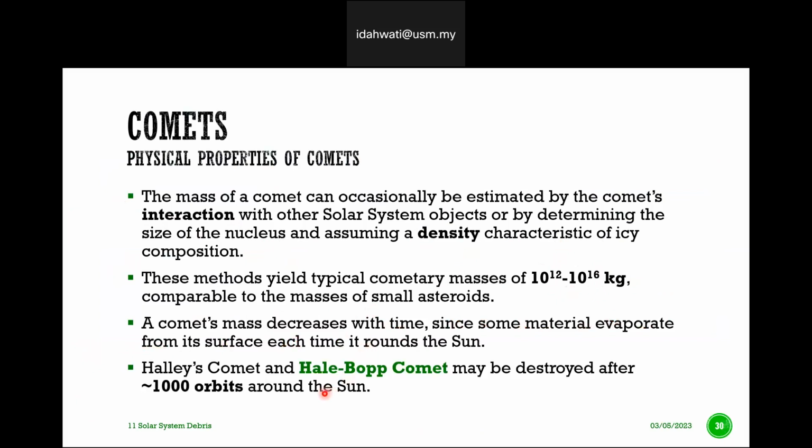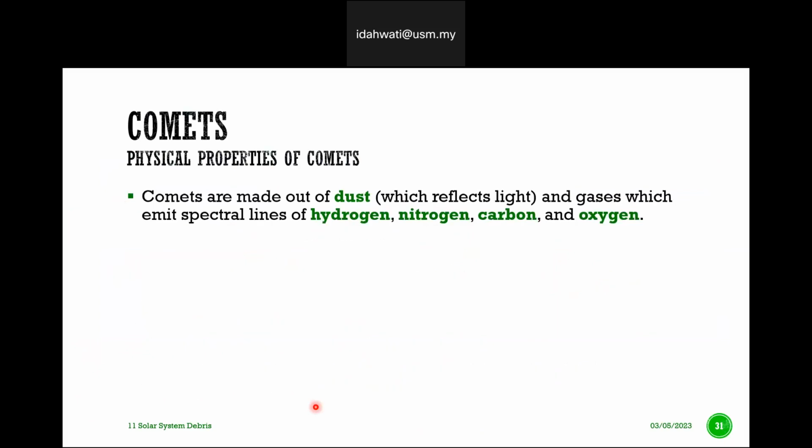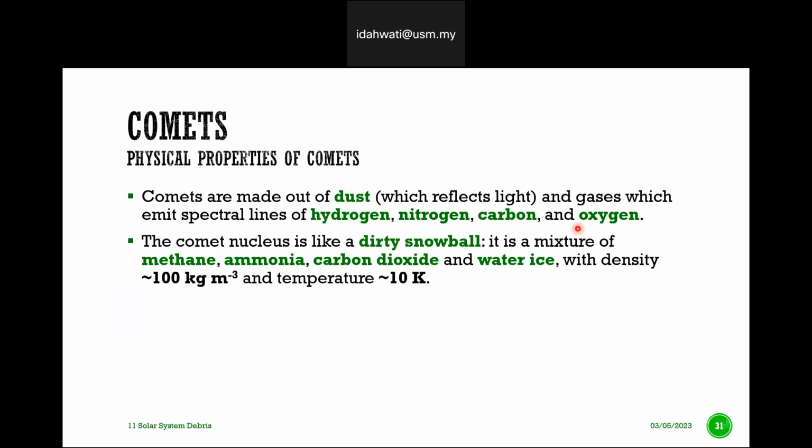Halley's Comet and Hale-Bopp Comet may be destroyed after 1,000 orbits around the sun. This comet is made up of dust and gases which emit spectral lines of hydrogen, nitrogen, carbon, and oxygen. Okay, so what is the comet nucleus? It's like a dirty snowball. It is a mixture of methane, ammonia, carbon dioxide, and water ice.